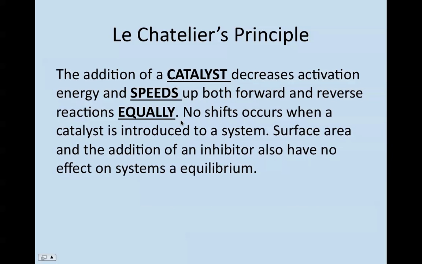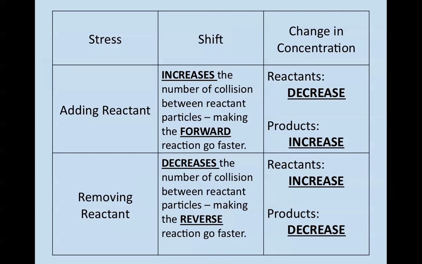Now, one thing I want to point out that does not cause a shift is the use of a catalyst. This decreases the activation energy of both the forward and reverse reactions, so it speeds both the forward and reverse reactions equally. So there's no shift that's going to occur when a catalyst is introduced to a system. Also, things like surface area and the addition of an inhibitor, which is basically the opposite of a catalyst, have no effects on equilibrium. So keep this in mind. It's a small detail that sometimes pops up when we look at different questions.